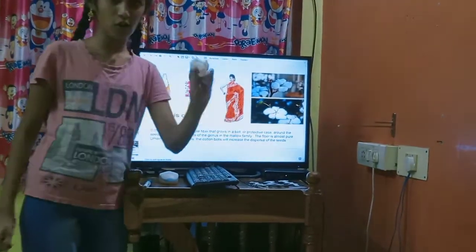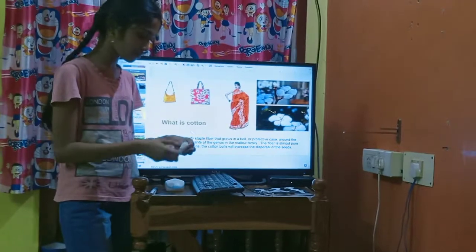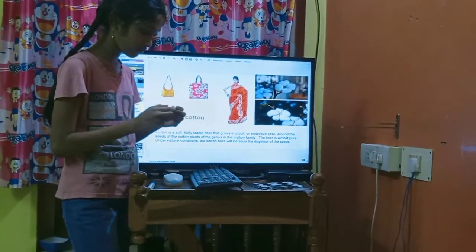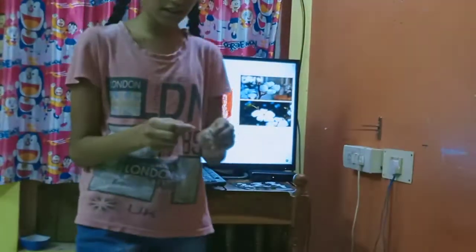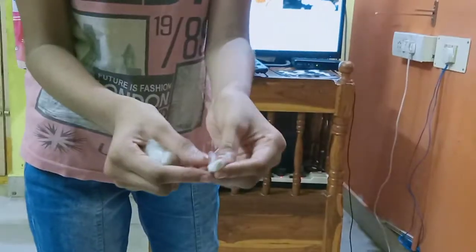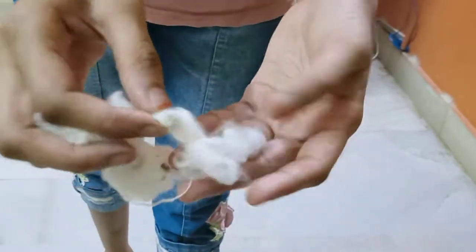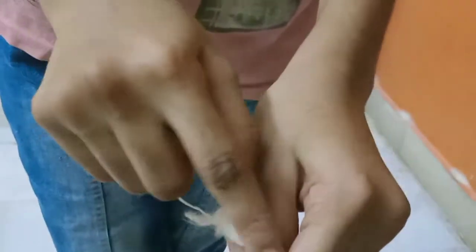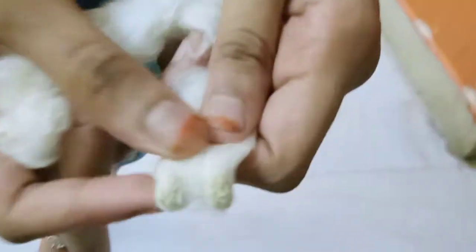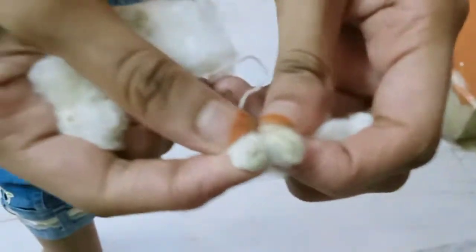You can see here cotton. Now, you can see here cotton seeds, right? Here, see cotton seeds. We cannot see, but here it is slowly disappearing. See, this is a cotton seed. This is only cotton seeds.